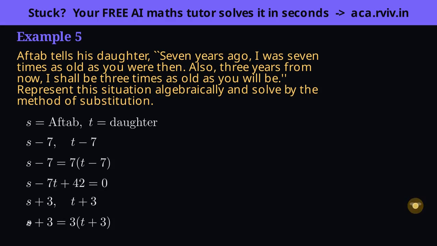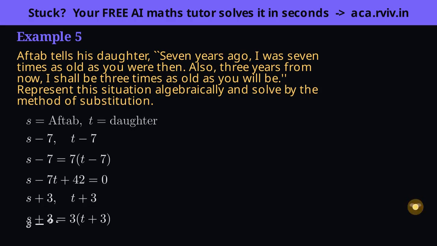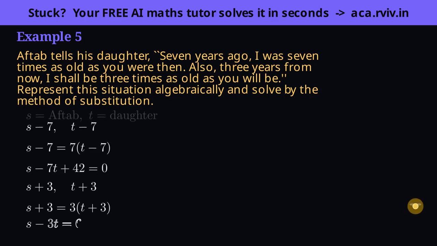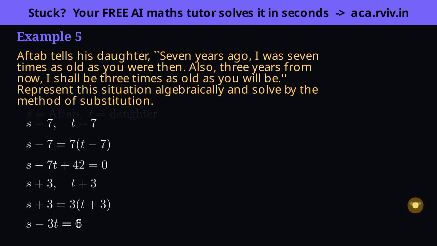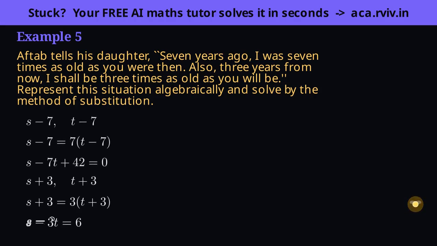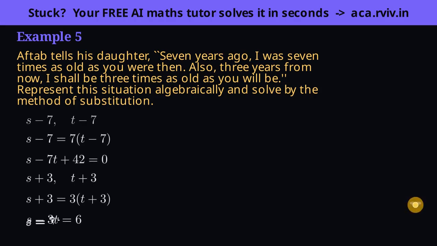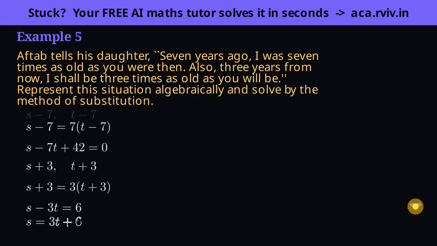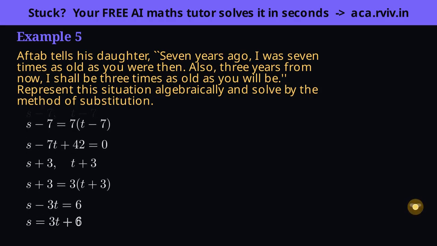Tidy this one too. Expand to 3T plus 9, move terms across, and it reduces neatly to S minus 3T equals 6. Now we have two equations in S and T, a solvable pair. Time for substitution. The second equation is simpler, so isolate S from it: S equals 3T plus 6. This expression for S is true at the solution, so we can carry it into the first equation.